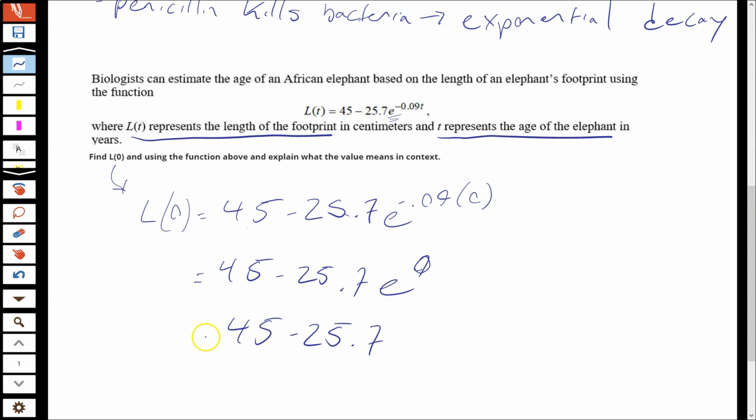And here we might reach for a calculator, that's okay. But what will I get? 19.3. Okay, so that's the easy part, just plugging it in. And remember, there's an E button on your calculator if you need it.